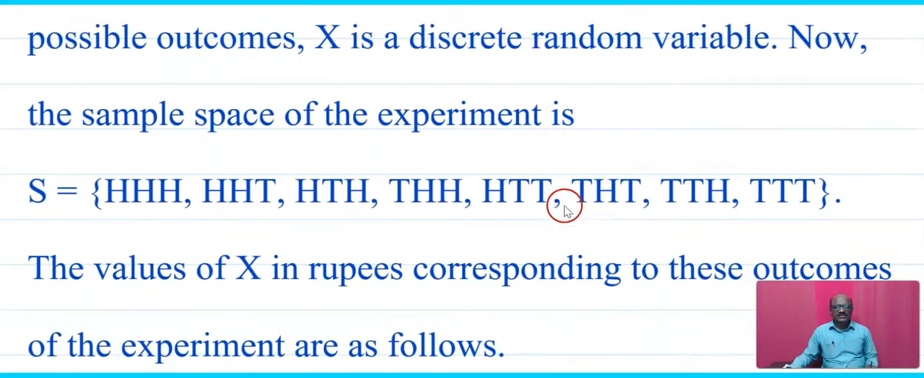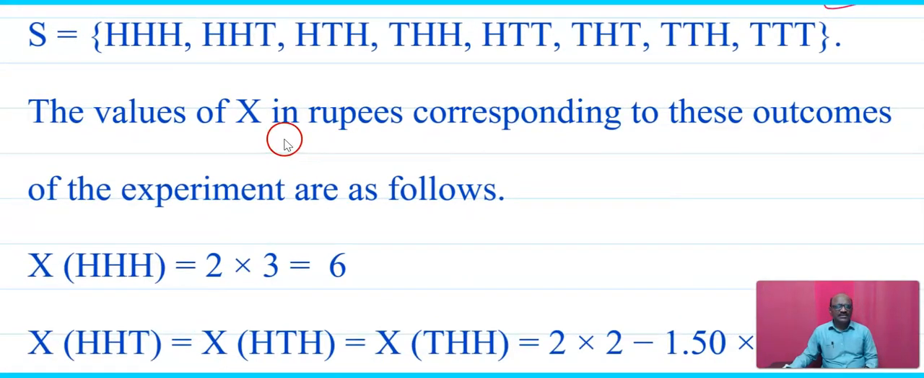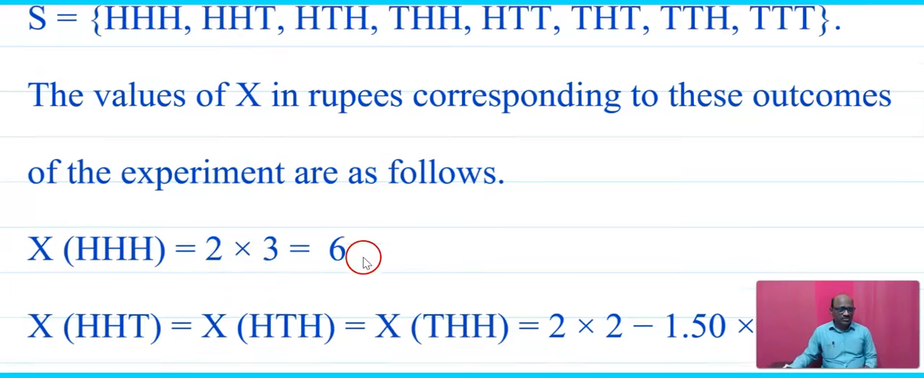Now the sample space, that we know from the 10th standard. The values of X in rupees corresponding to these outcomes of the experiment are as follows. If there are 3 heads, then A will get 2 into 3, that is equal to 6.